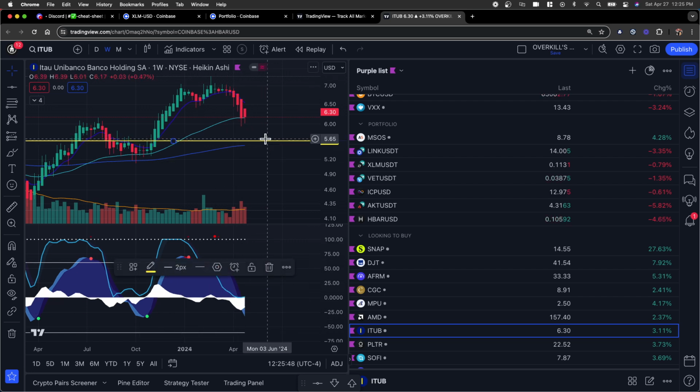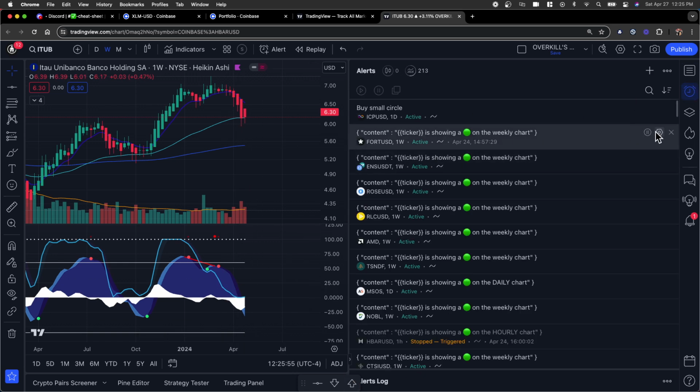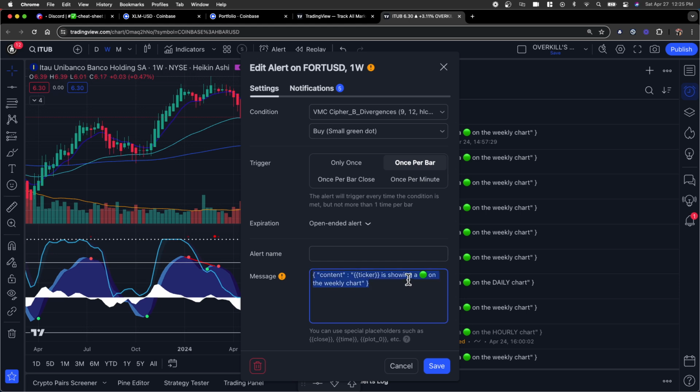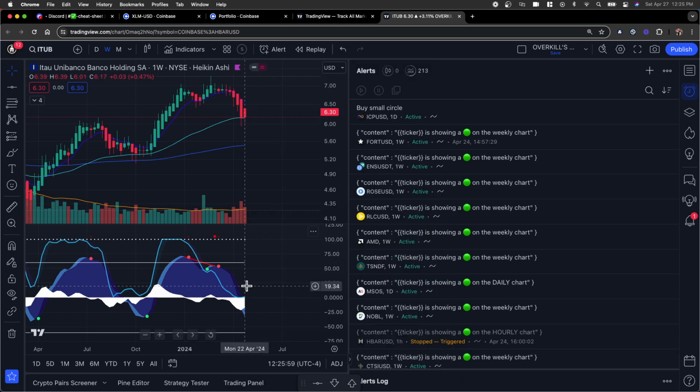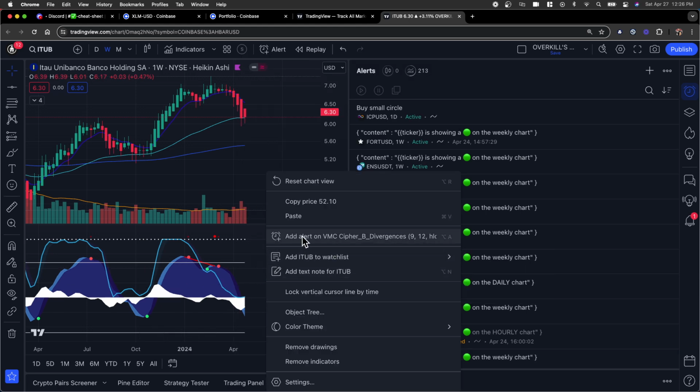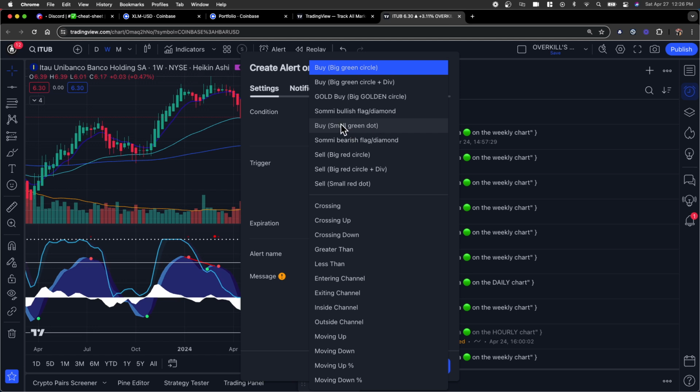I would wait on confirmation on this one because I don't know what it is. Okay, so again, green dot. I'll go ahead and set up an alert on this because I don't think I set it up when I called it. So when you guys set an alert, again, you just right-click on the indicator, hit Add Alert. Okay, I use this small green dot for the buy signals, and I use the small red dot for the sell signals.